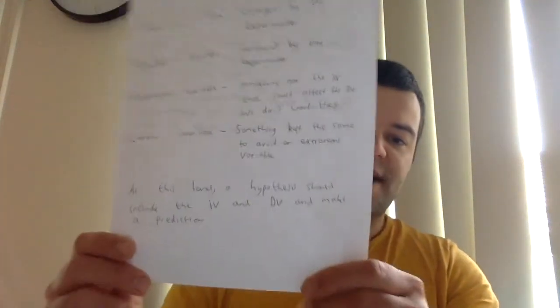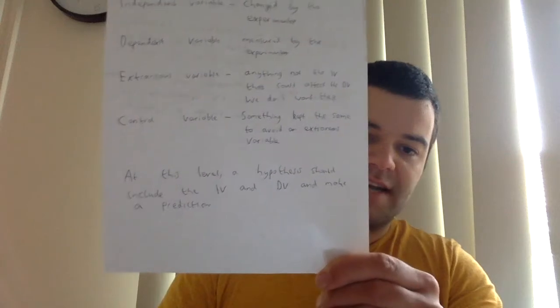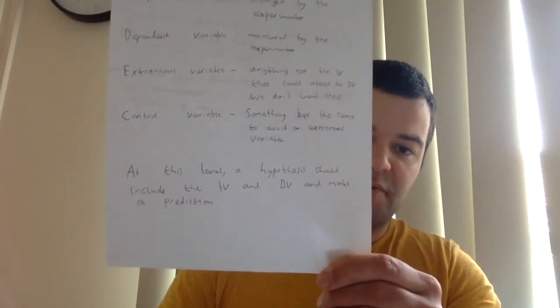And when we're phrasing a hypothesis, we want to include the independent variable and dependent variable and make a prediction. So if we're looking at a really simple experiment like how changing the temperature affects the time it takes for salt to dissolve, we could say an increase in temperature will decrease the time it takes for the salt to dissolve. So I've made a prediction and I've mentioned the independent variable of the temperature and I've mentioned the dependent variable of the time it takes for the salt to dissolve.